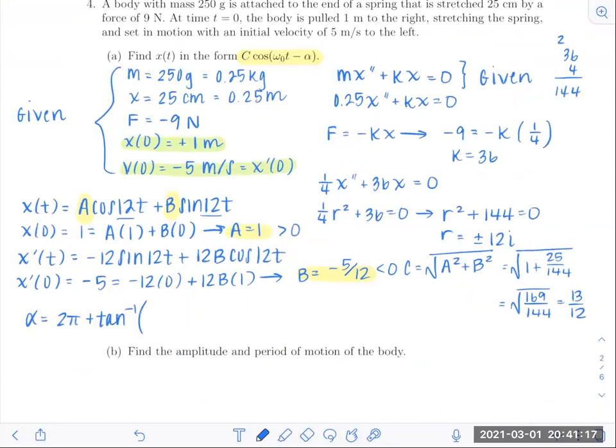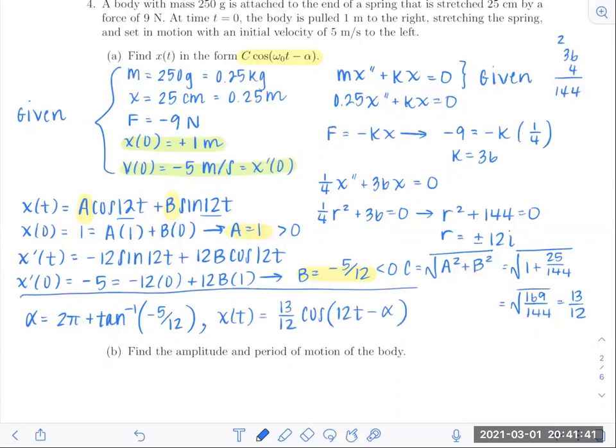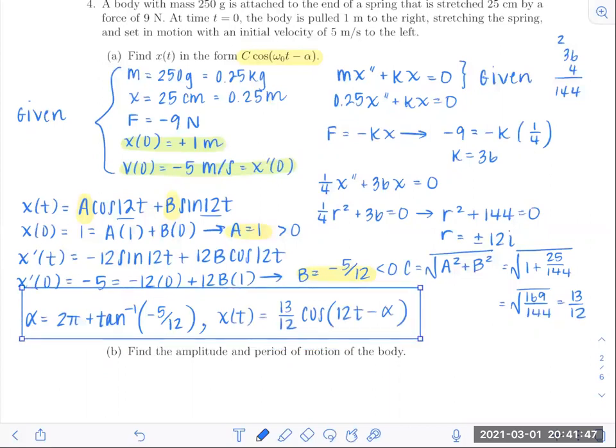Well, that's just b, right? Because a is 1. And then finally, in conjunction with that alpha, I can write out my condensed form of x of t. That is c, which is 13/12, times cosine of my omega naught t, which was 12t. And then I'm just going to write this as minus alpha, where alpha is stated here in terms of the tangent inverse function. All right, so there is our solution for 4a, and we've written it into the correct format.